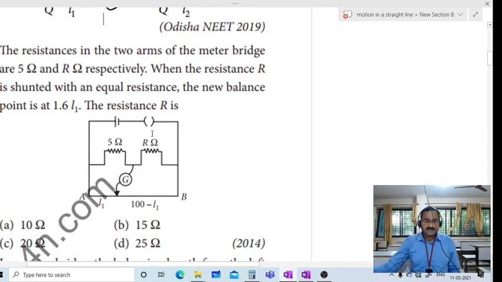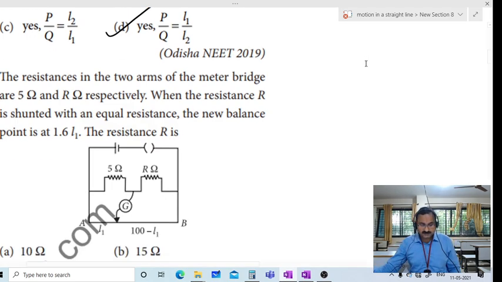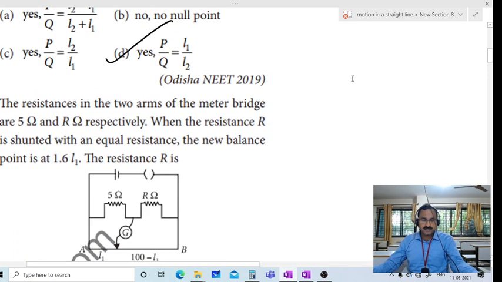Next, the resistance in the two arms of a meter bridge, they given there 5 ohm and R ohm. When the resistance R is shunted with an equal resistance, the new balancing point is 1.6 L1. What is the resistance they are asking there? So little bit calculation part is there. Problem is simple but little bit calculation part. See the solution for that.